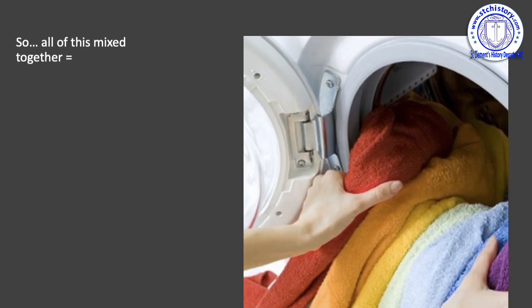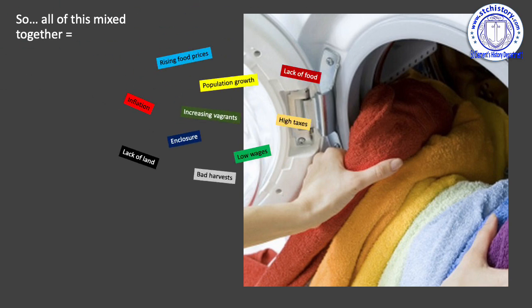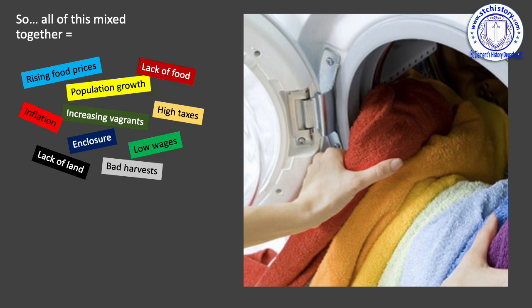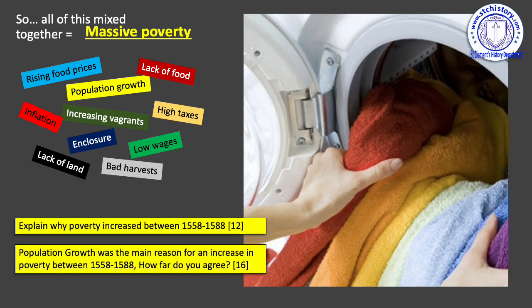All right. So if we put everything that we've talked about in this first bit of the lesson together into a washing machine as a bit of an analogy, loads of colours mixing together, out you're going to come with basically a big mess of colours. So on the screen you can see all the things we've talked about that would lead to poverty. We need to think about this in the sense of an exam. All right, so that's what's led to the poverty, and these are the questions that you might be asked on this topic. So the 12 marker would be a lot easier because you have free choice, any 3. Explain why poverty increased between 1558 and 1588, and population growth was the main reason.